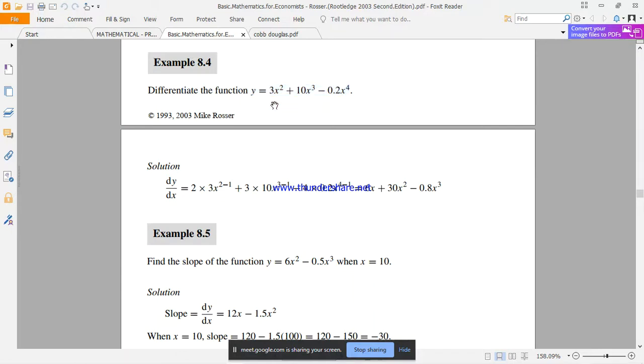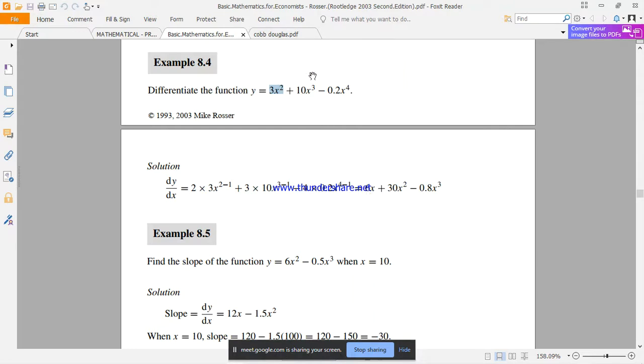So I know that if I differentiate this, I'll have 6x as my final answer. If I do this, I will have 30x squared. If I do this, I have 0.8x to the power 3. But how? So this is 3x squared. How do I do that? I'll just multiply 2 by 3, which is 6. Then x, 2 less 1 is 1. Anything raised to the power 1 is the very thing. So I have 6x here.